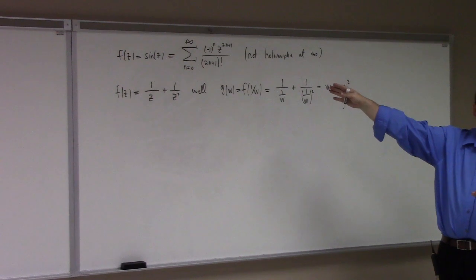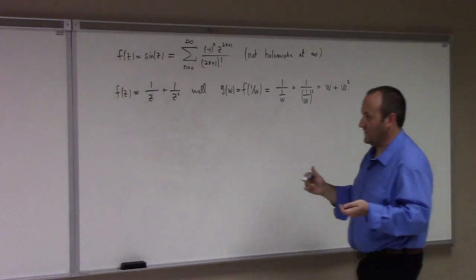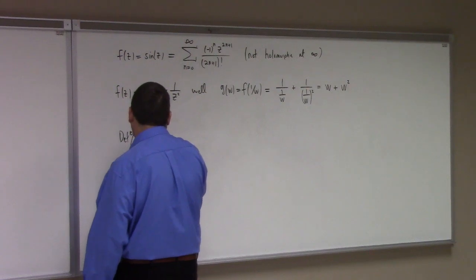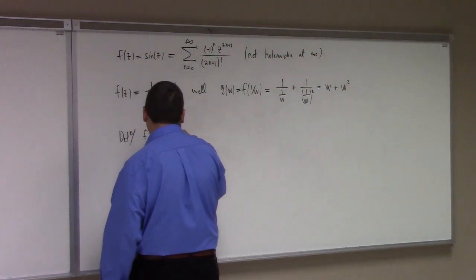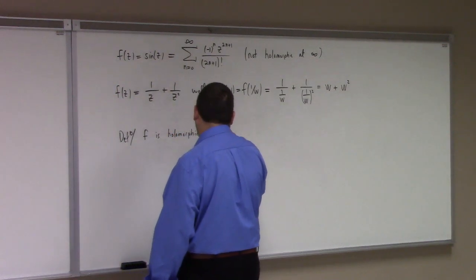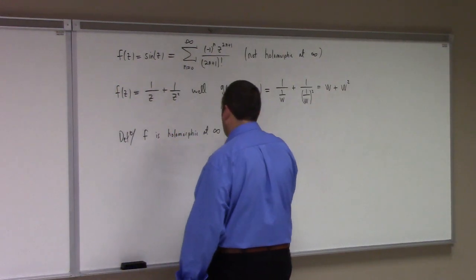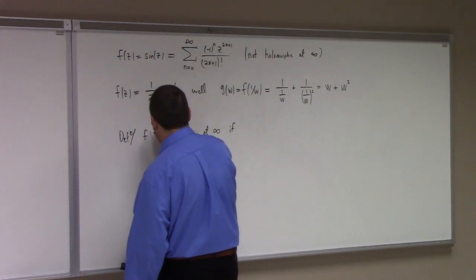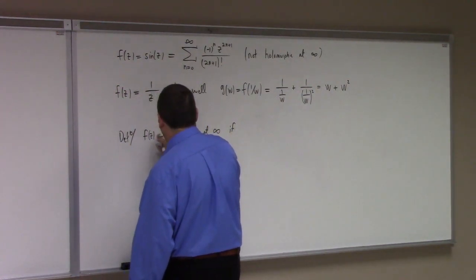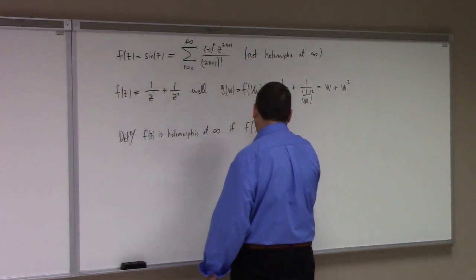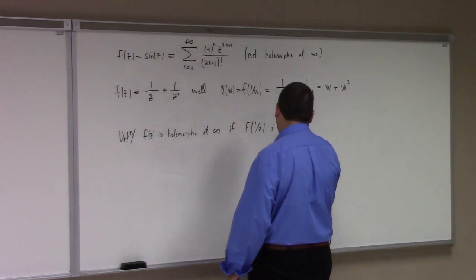To be more precise, this is our definition, to be more clear. Definition: f is holomorphic at infinity if, let me use the slightly, say f of z is holomorphic at infinity if f of 1 over z is holomorphic where?